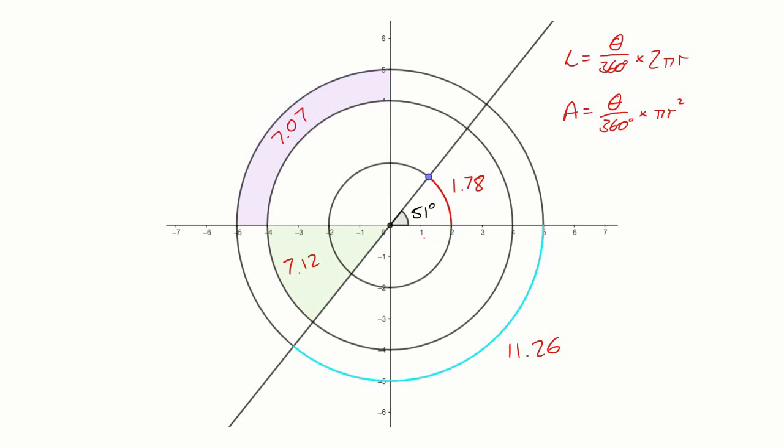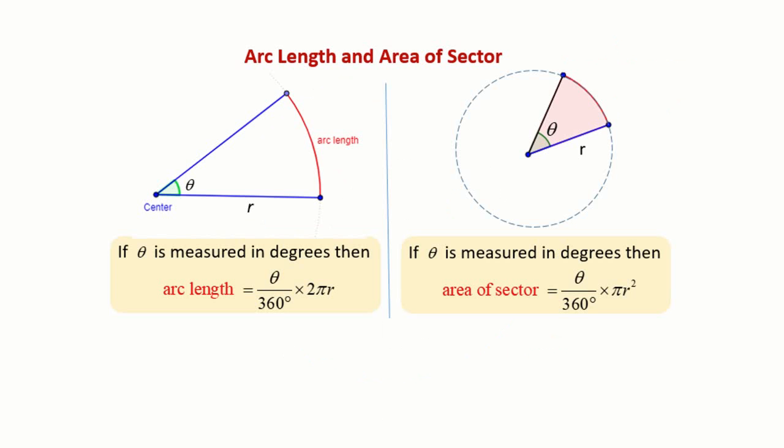If you considered these as centimetres, then the arc lengths would be in centimetres and the areas would be in centimetres squared. Well done if you got those 4 values. Here are neatly those 2 formulas that we used. You might want to copy them down in your notes.